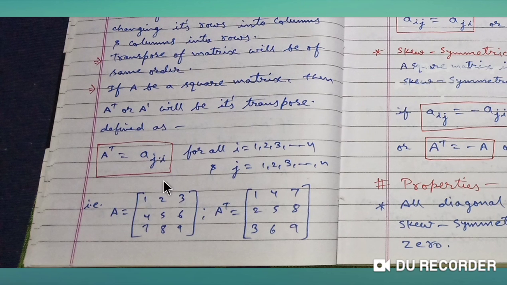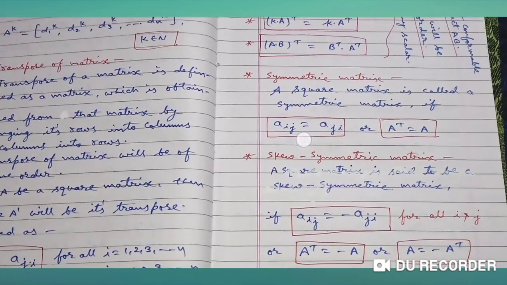Now here, A^T will be equal to A_ji. What this means is that actually we write A_ij, but in the case of the transpose this will be ji, because the rows and columns are interchanged. So now j is the row and i is the column. So i will be this and j will be this. Just this is the transpose.